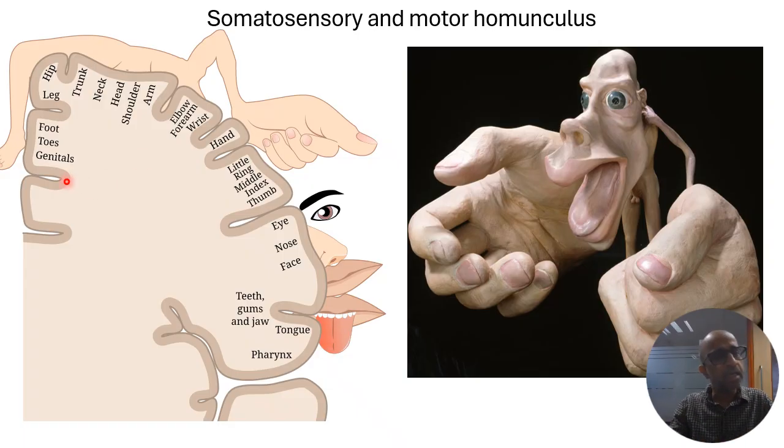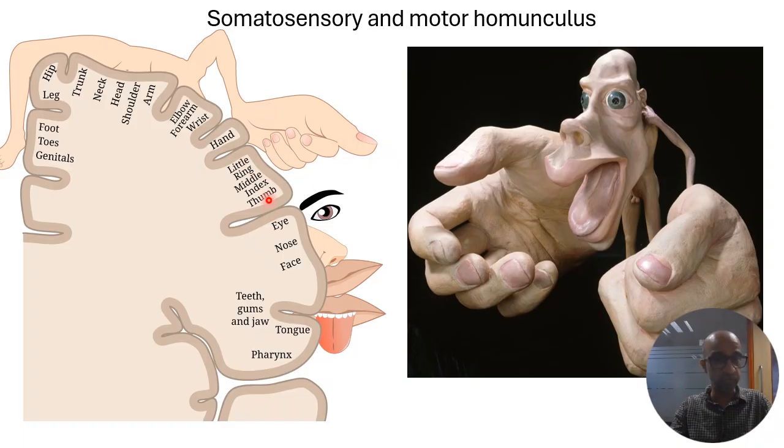So if you look at that, you see an interesting organization, right? Genitals, feet, toes are represented in this particular part of the cortex. Then you have the leg and the hip joint represented in this part of the cortex. Trunk, neck, head, shoulder, arm are represented here. Then you get elbow, forearm, and wrist represented in this part. And then the palm of the hand has its own representation area. And then each individual finger gets part of the brain, right?